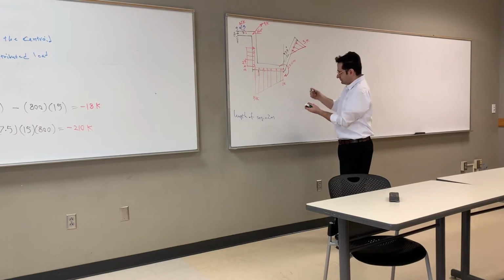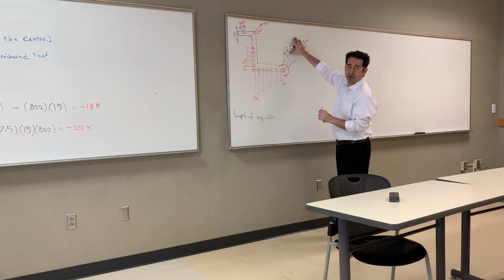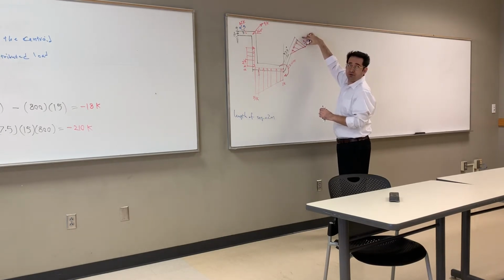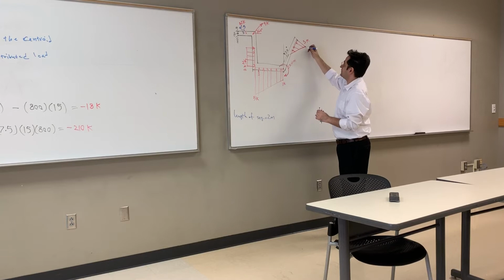For this guy, what should I write? So from here to here is 1 meter times 5. So it's 5K. What's the line of action?